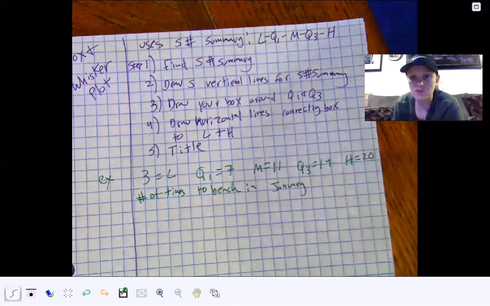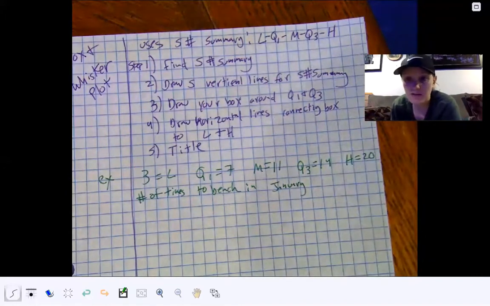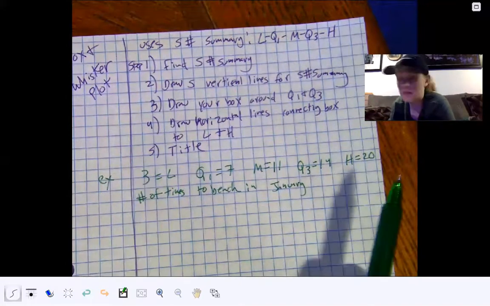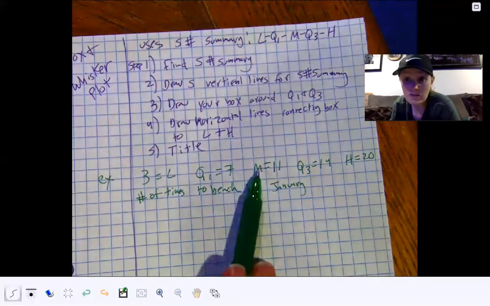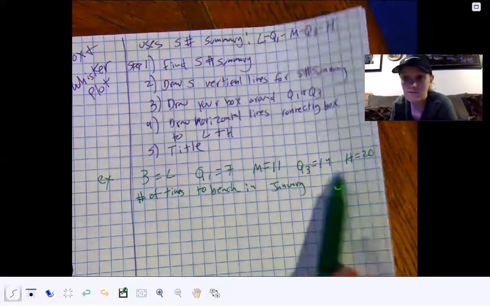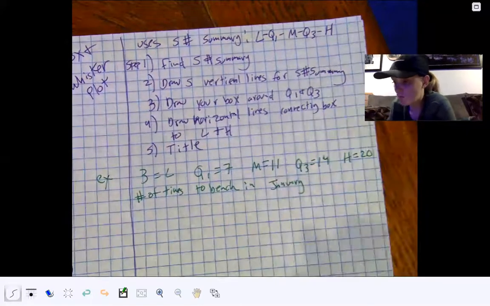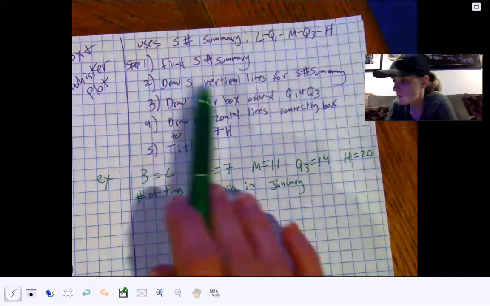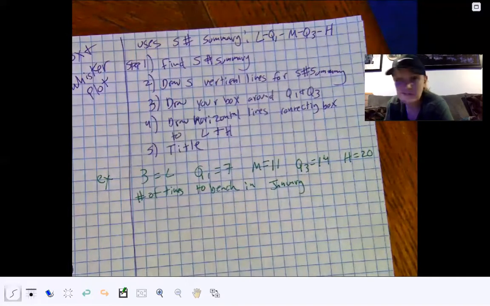Okay, so let's pretend that's the question I asked people, how many times have you been to the beach in January? And I calculated my 5-number summary and I saw that the lowest answer someone had was 3 and the highest was 20. The median was 11. The median of the bottom half was 7 and the median of the top half was 14. So if I follow my steps, it says find the 5-number summary. I gave it to you. Step 2 is draw 5 vertical lines for the 5-number summary.